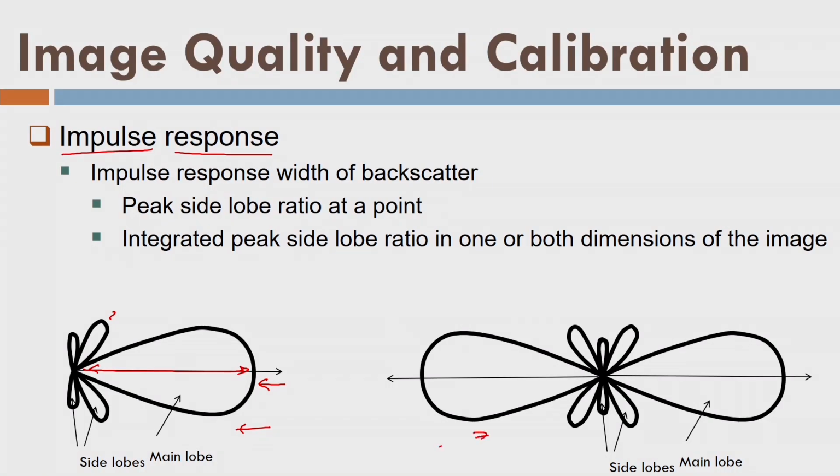Sometimes this kind of figure is also shown. So this ratio we take, and then we take the integrated peak side lobe ratio in both dimensions of the image. If I measure these two ratios, based on this ratio we say what is the quality of the radar image.